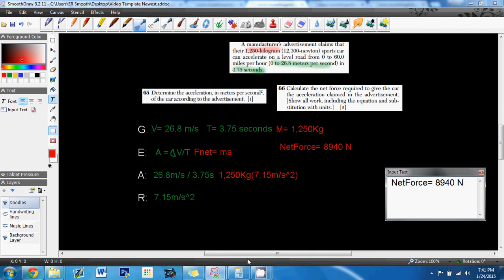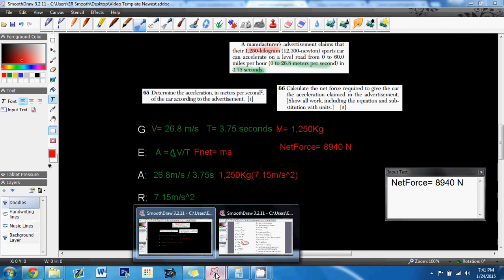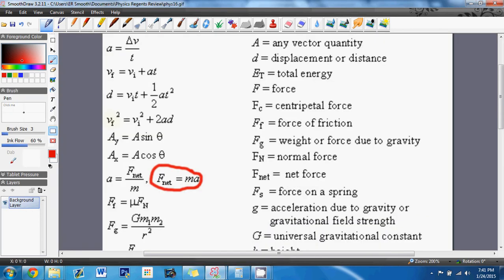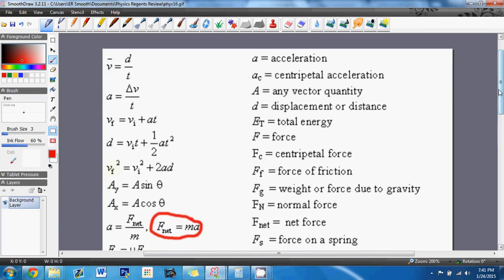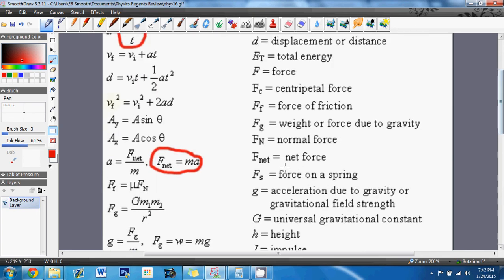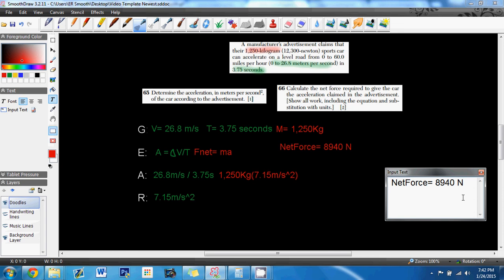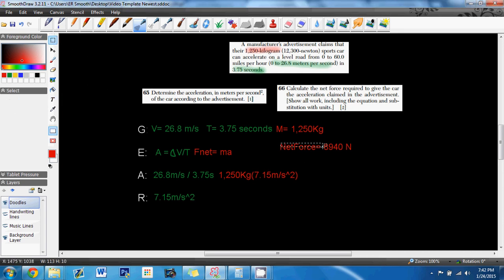If you ever forget, don't be scared to look at your reference table, because all the equations are here, like acceleration, change over time, and then F net. Force net, the F's, and if you want to know what they mean, they're right here. Net force, F net. Alright, so let's move on. So we get a result of net force.